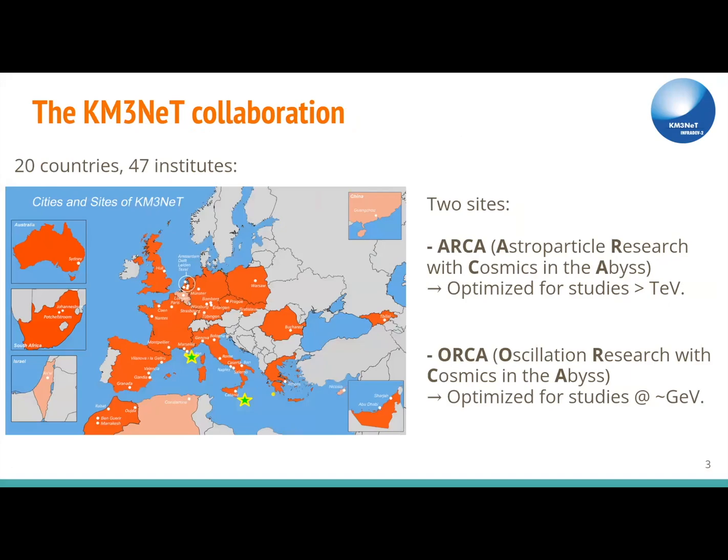So KM3NeT, now, is a collaboration gathering 20 countries and 47 institutes, mostly spread over Europe, but not only. And we have two detector sites, one offshore of Sicily, which is ARCA, standing for Astroparticle Research with Cosmics in the Abyss, and another site offshore of Toulon, in the Mediterranean in France, which is ORCA, standing for Oscillation Research with Cosmics in the Abyss. So what you have to remember is ARCA is for astroparticle and ORCA for oscillation, but we can also do astrophysics with both. I will detail that later.